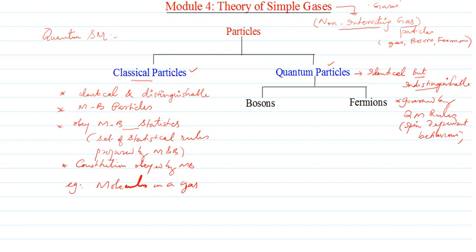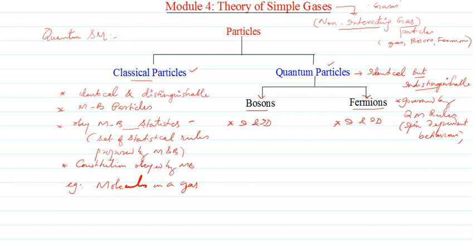Now, since it is found that different quantum particles behave differently, these quantum particles are now broadly classified into two categories, which are named the bosons and the fermions. And what are bosons? Bosons are quantum particles, so they are identical and indistinguishable. Fermions are also identical and indistinguishable. I'm just using some short forms.